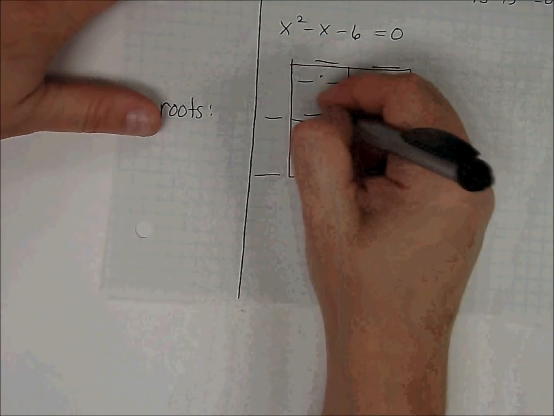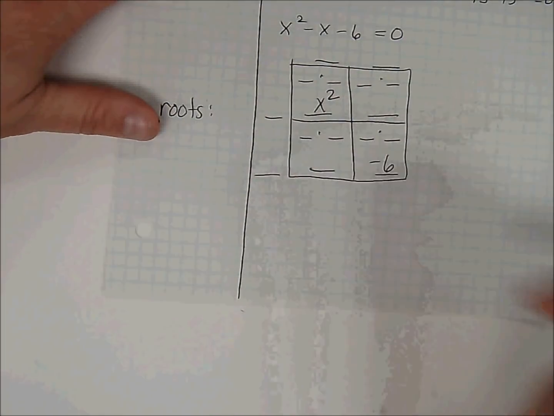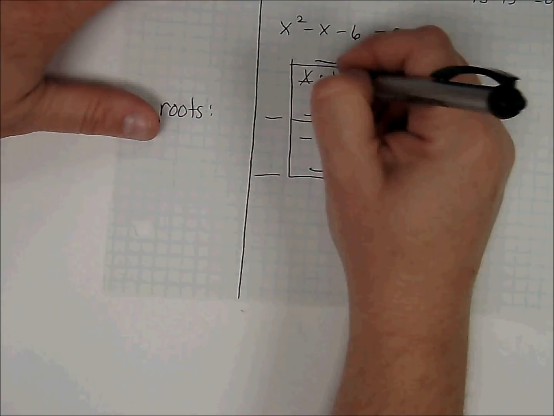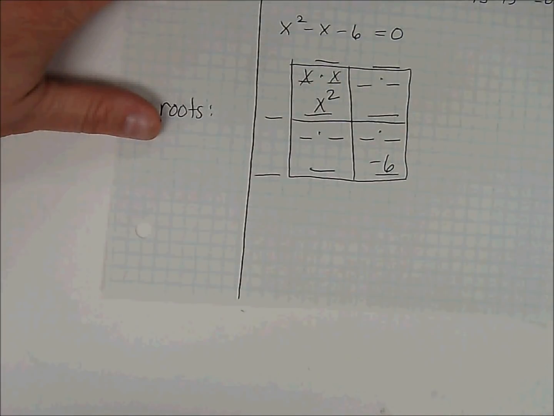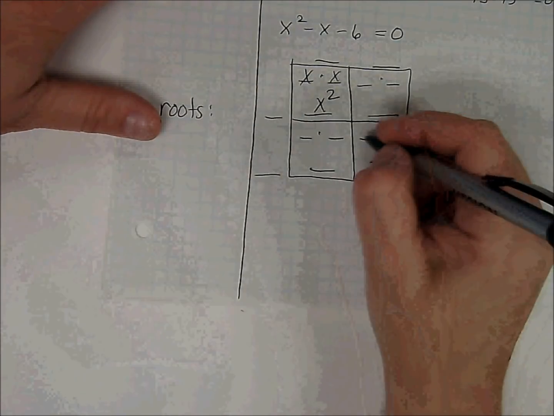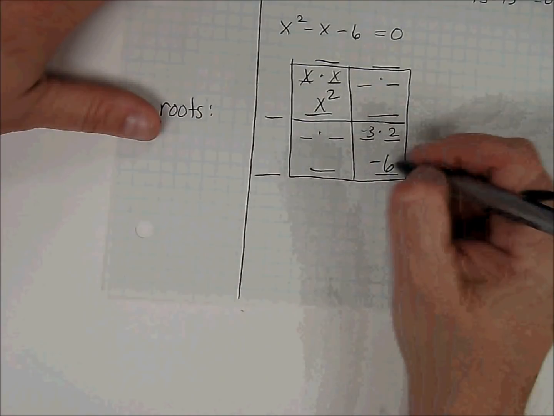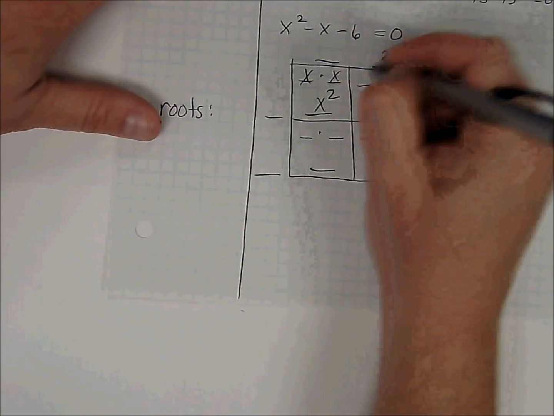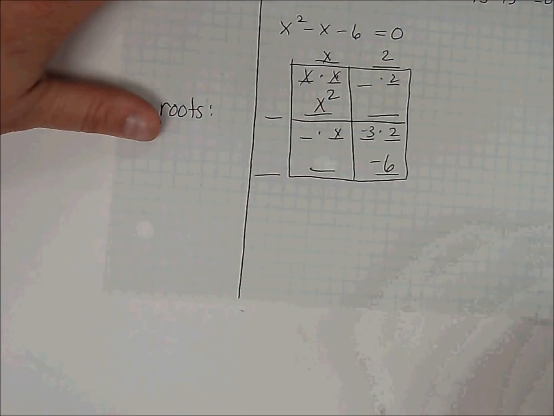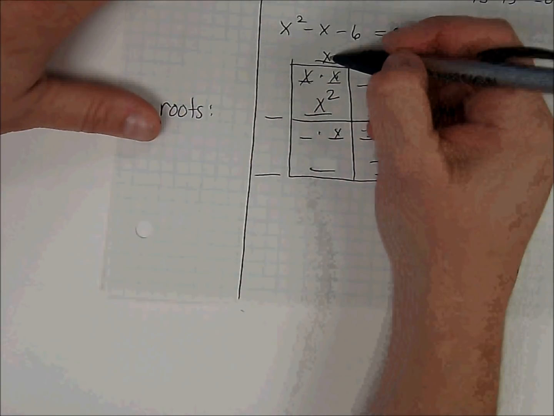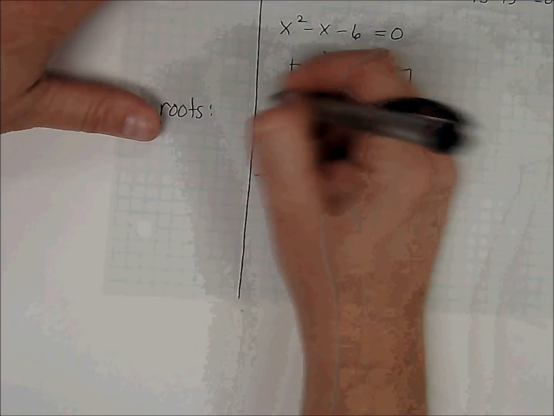So x squared goes here, minus 6 goes here. This is x times x, and then I look and I go, what multiplies together gives me negative 6 and adds together and gets negative 1? I'm going to try negative 3 and positive 2. So 2, this is the x. So x, x, x. This is an x, this is an x.